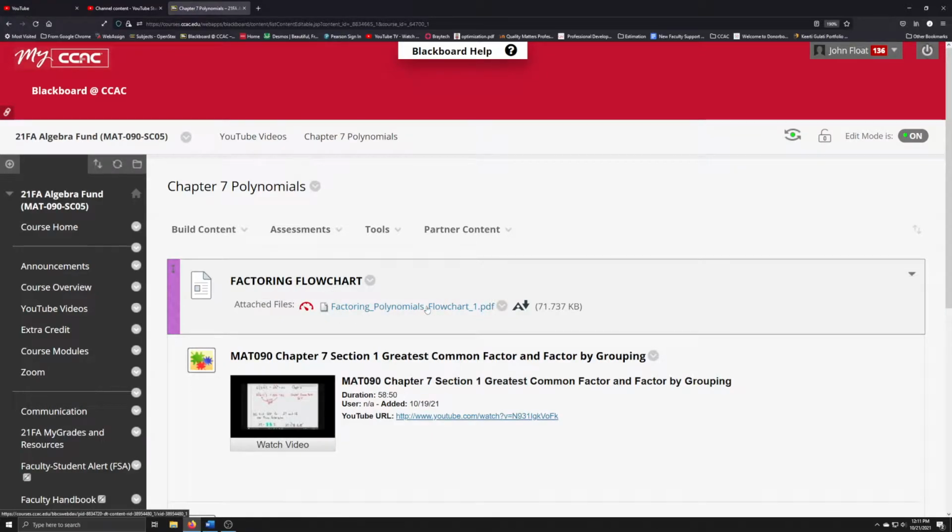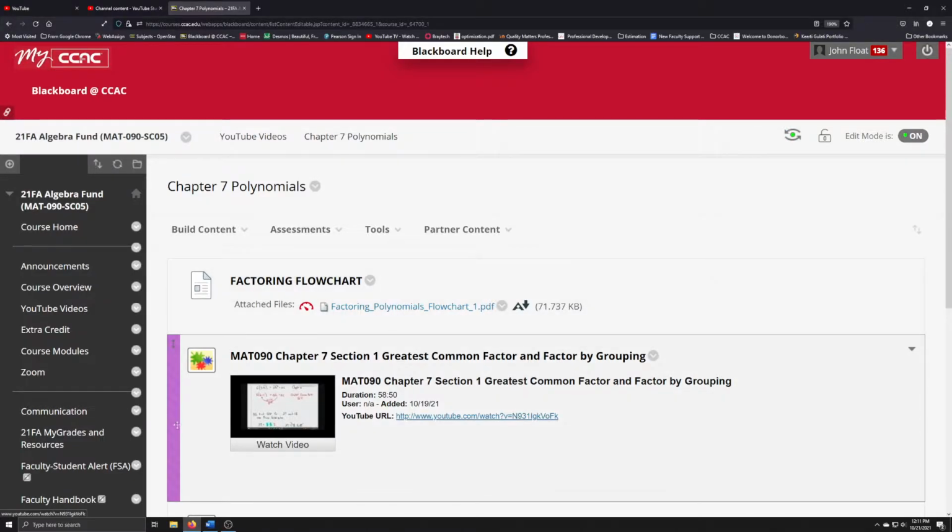It's a PDF file, so you can just click on this right here, and it'll download for you, and then you just open it up. I would suggest printing it if you can. If not, just copy it down. Okay? So let's go back and let's look at some examples using this now.